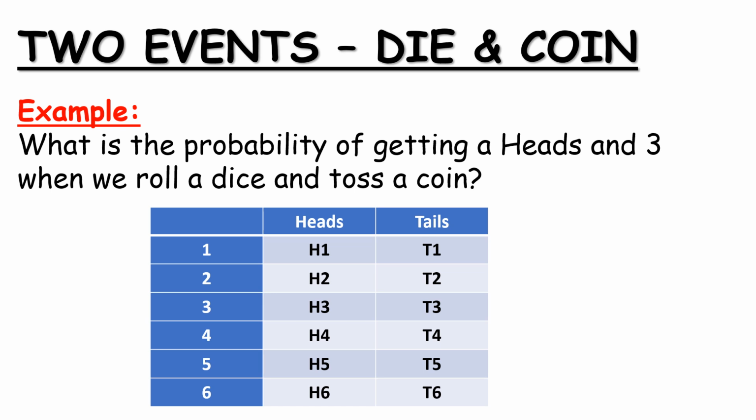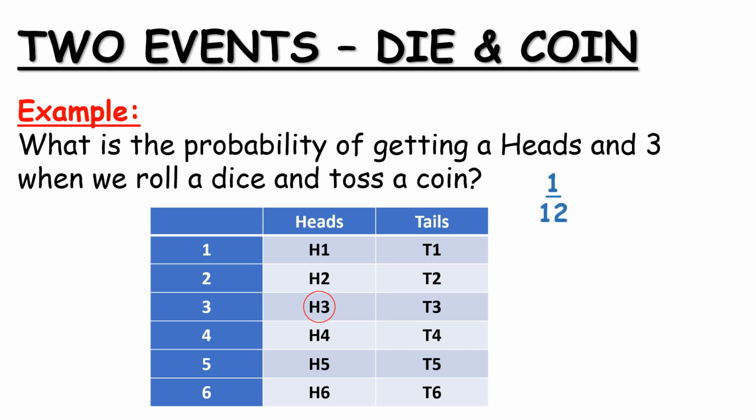So this is what our two-way table would look like. It doesn't matter which goes where. So for example, I've heads and tails at the top. You could have those at the side. There'd be no difference. And again, you can see I have 2 across the top, 6 down the side. 2 times 6, there are 12 outcomes. So if we think of a heads and a 3, in my table, there's only one of those out of the 12 possible outcomes, which gives us an answer of 1 over 12.